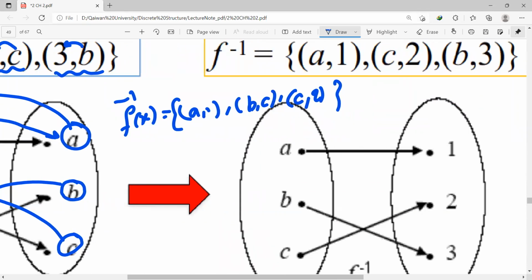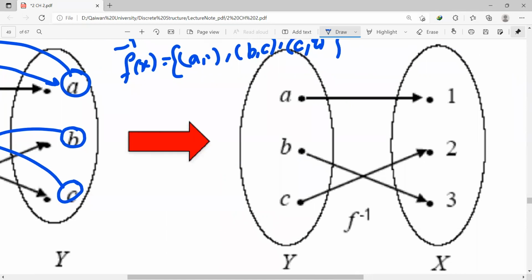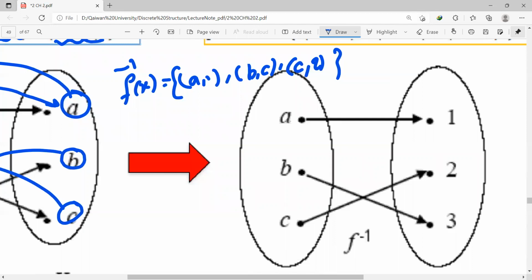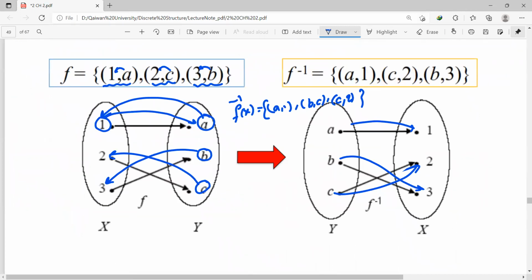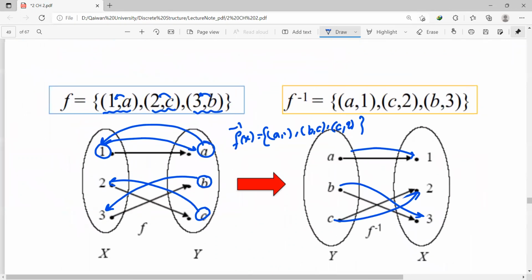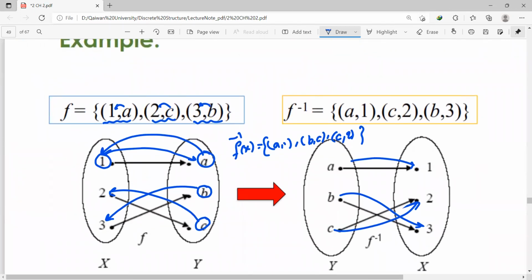So this is the diagram for the inverse function. Look, a goes to 1, b goes to 3, c goes to 2. Okay, this is the inverse of the function f. The first one, on the left, is f, and the one on the right is f inverse. That's f, and that's f inverse.